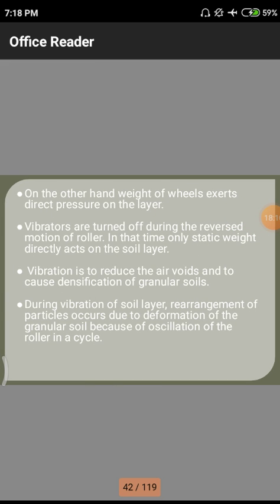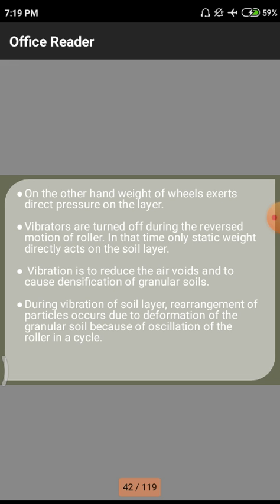On the other hand, the weight of the wheels exerts direct pressure on the layer. Pressure means load per unit area. In a particular span of area, we have a huge amount of load from the vibrator and roller. The roller normally weighs in tons, 2 or 3 tons, and it varies from vehicle to vehicle, normally 5 to 10 tons. This 5 to 10 tons of weight moves with a frequency of vibrations.